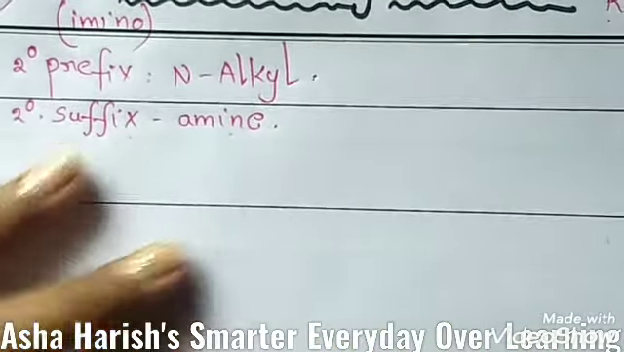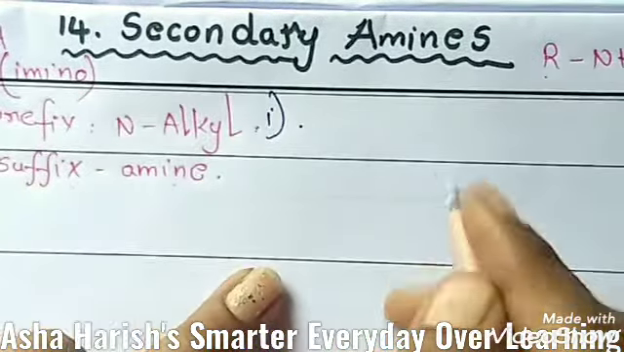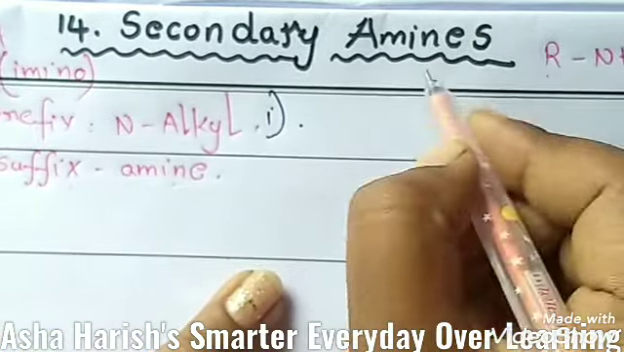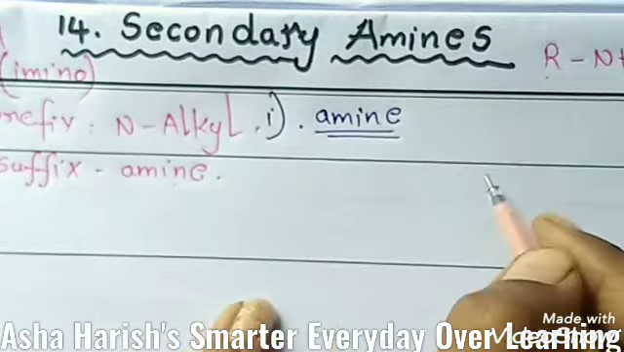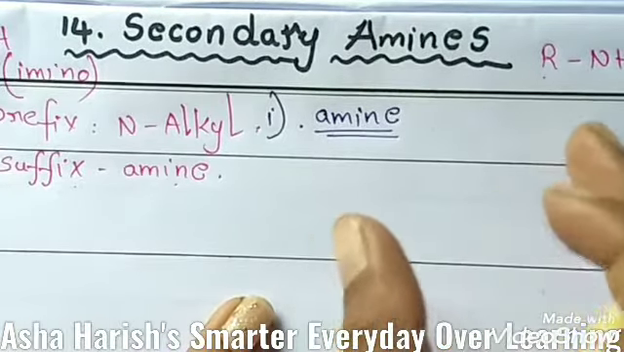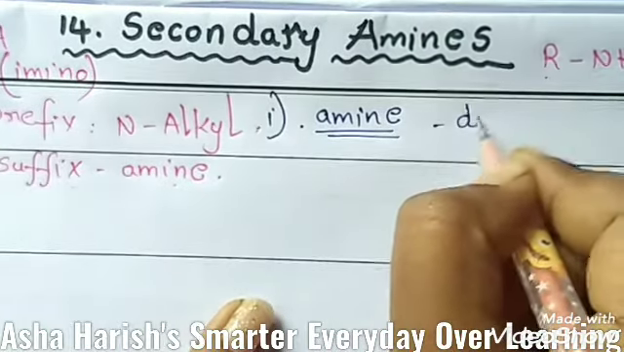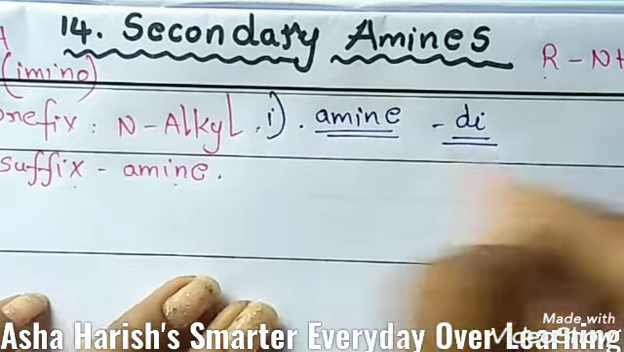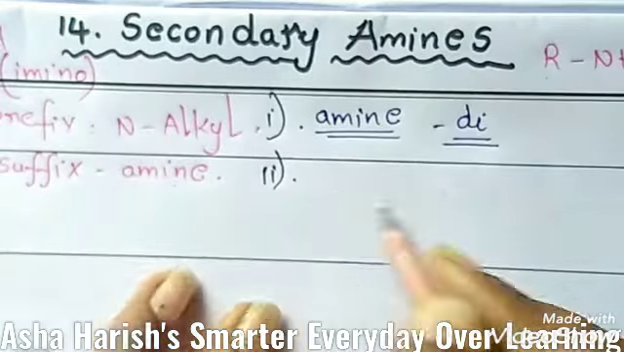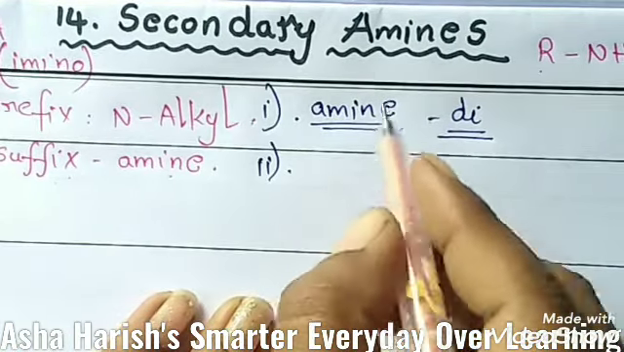And common names. What are the common names for these secondary amines? First point of these common names: name the alkyl groups in alphabetical order and then add the word amine. In case two alkyl groups are the same, the numerical prefix di is used before the name of the alkyl group. This is the numerical prefix di. Previously we have done so many examples, and while doing some examples I'll explain these again. And the second rule is, in the common names, add the prefix.